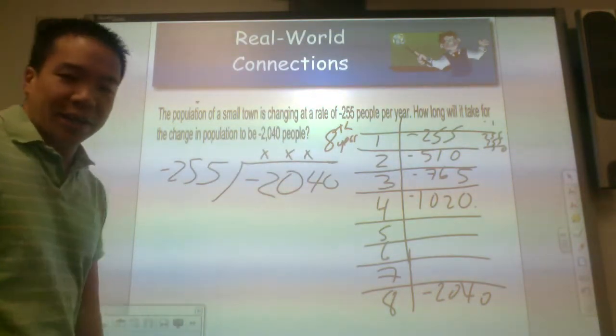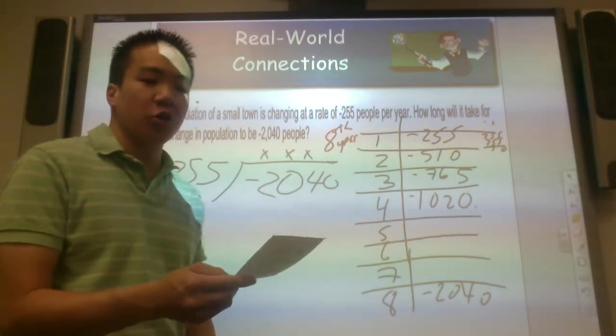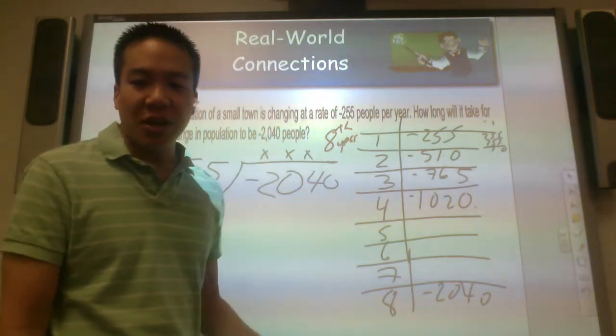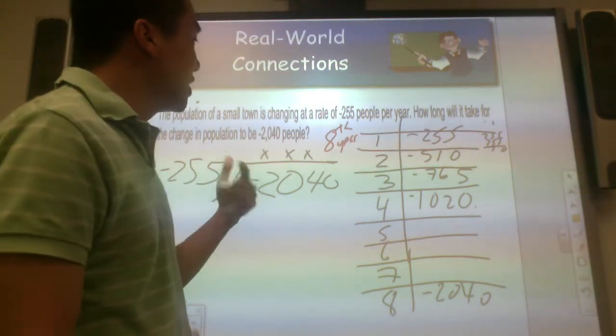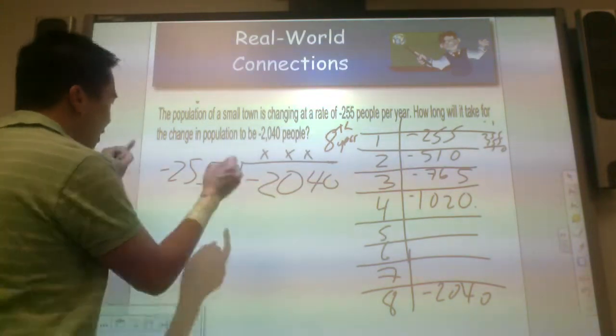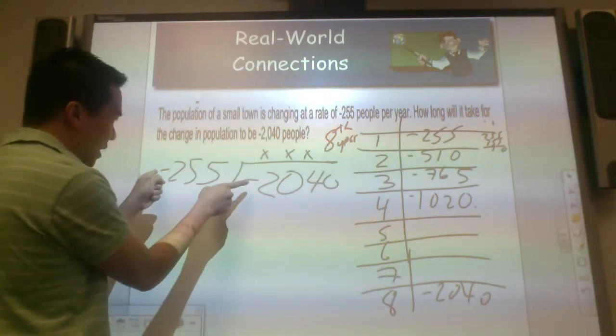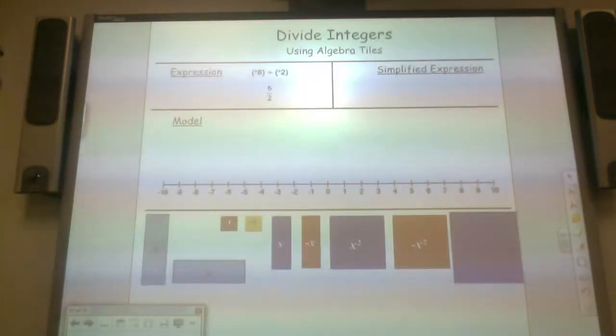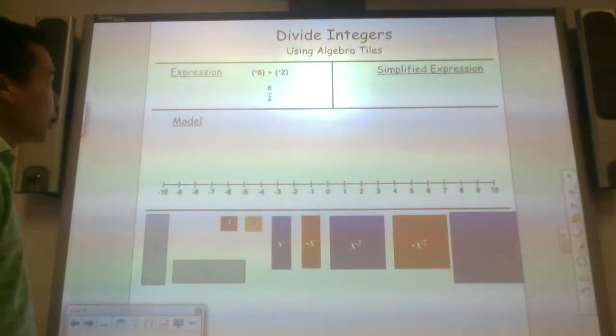Or another way to do it is using our song that we learned through multiplying. Multiply or divide is an easy thought. Same signs are positive, different signs are not. Just like in multiplying, these two are the same signs. They will turn to positive. So let's go through our modeling.